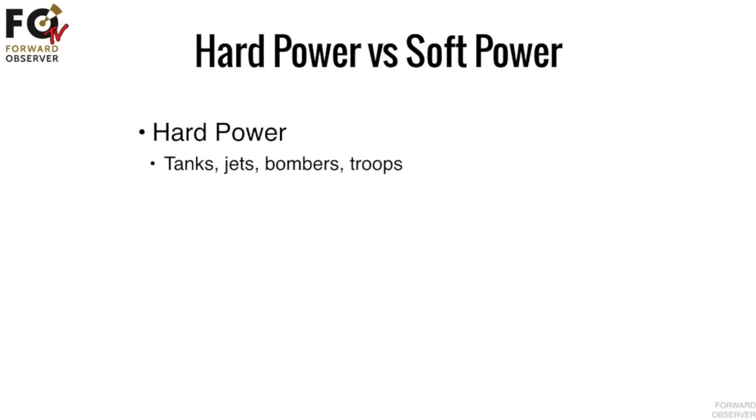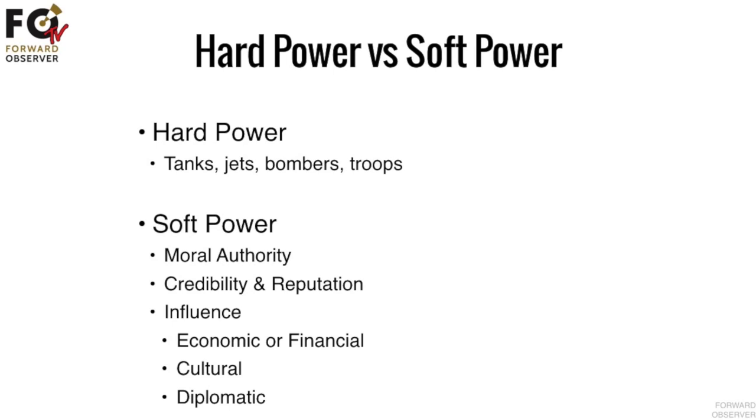Now, there is this concept of hard power and soft power. And hard power is tanks, jets, bombers, troops, it's military strength, it's coercion by force. And then there's also soft power, which includes moral authority. Who is the aggressor? Who is the defender? That can make a big difference in conflict. We're looking at credibility and reputation. We're looking at ability to influence, and that's economic and financial influence. That's cultural influence, diplomatic influence.